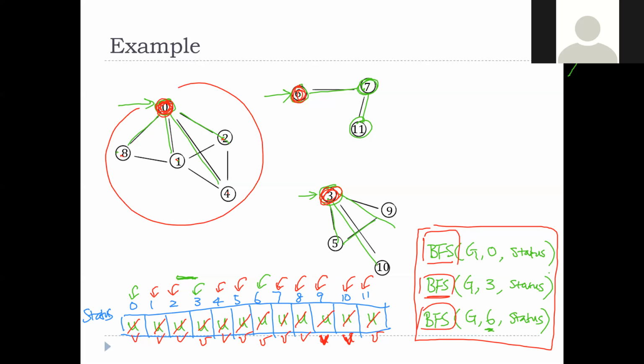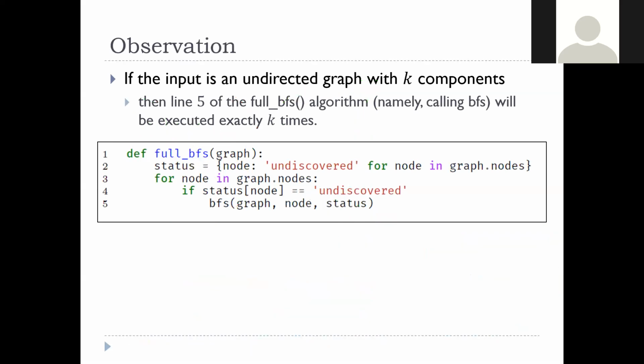Okay, so in summary, if your graph, let's assume it's an undirected graph, the algorithm of course works for both undirected and directed, but it's easier to state it for an undirected graph. So if your undirected graph has k components, then line 5 of your algorithm will not be called n times, where n is the number of nodes.